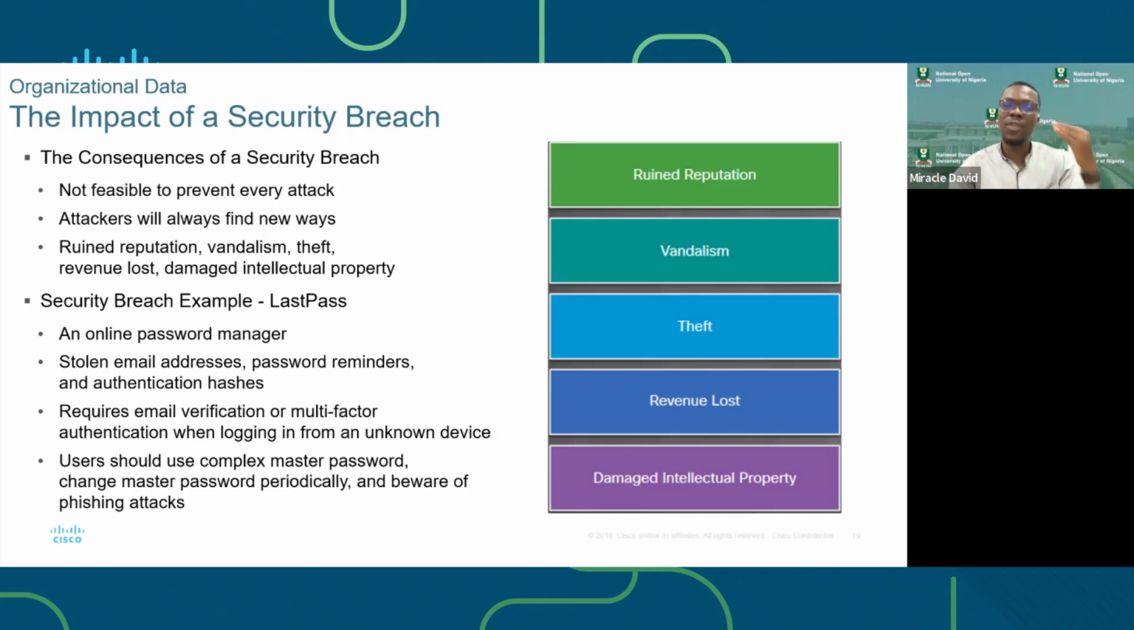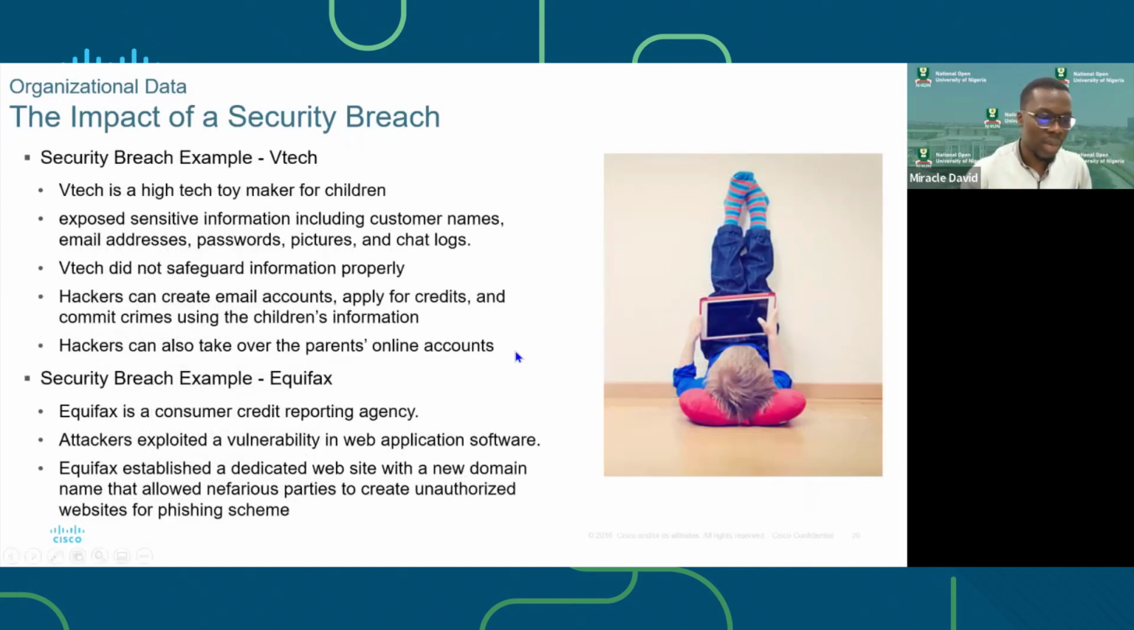Theft of personal information and trade secrets by the organization, revenue loss, of course, that is there, and then damaged intellectual property and all of that. So we have a breach example here, LastPass, but we've talked about Bet Nigeria, which is an example that we cannot relate with. So we don't need to talk too much about LastPass and all of that. You can read all of these.